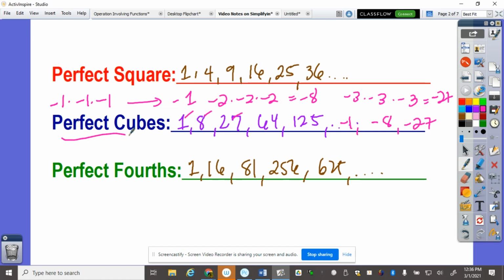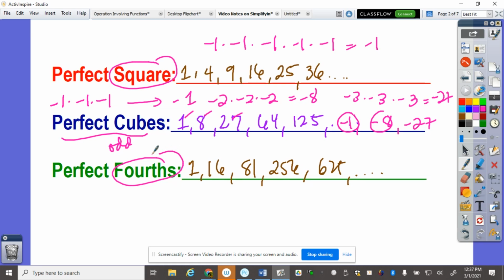If you notice, on a cube, which is an odd number of times, 3 times, you can accept a negative, because a negative times a negative times a negative on the third time is still going to be negative. If you multiply it 2 more times to make it 5 times, which is odd, it will still be negative. Unlike if it's an even power, square or fourth, it won't work. It has to be positive, because when you multiply 2 negatives or 4 negatives, it will be a positive. Okay.